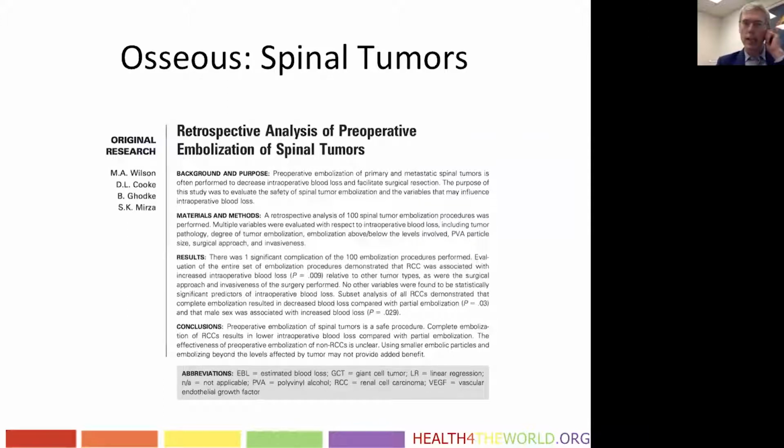So last but not least are actual osseous tumors. This is a paper we published a few years ago looking at the role of spinal tumor embolization, and this is just kind of all pathologic types. Most of these were renal cell carcinoma mets, but ultimately what we found is that depending on the sufficiency or the completeness of that embolization, again using PVA, it does impact blood loss, which does impact clinical outcomes.